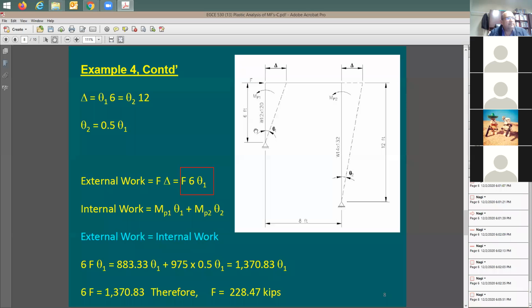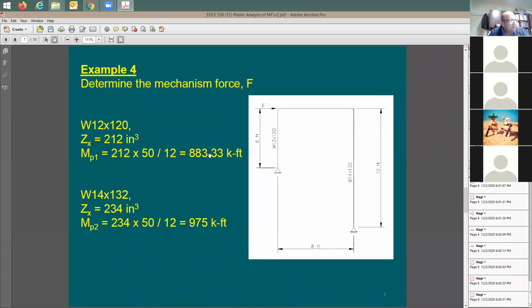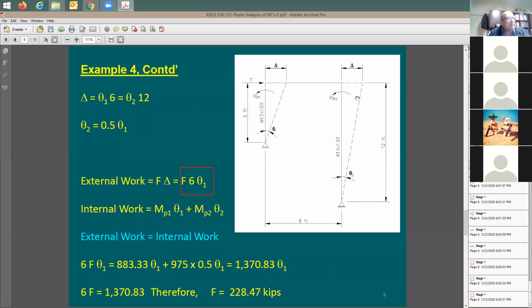I'm going to say, you know what? There is no moment developed at the bottom, only moment developed on the top. This moment, I'm going to be calling here MP1, which is the same as this, right? And the second moment is going to be MP2. Now, the energy or the internal work is going to be MP1 times theta 1 plus MP2 times theta 2. Also, we have the ratio between theta 1 and theta 2. We would like to keep everything in terms of theta 1, just for simplicity. Okay.